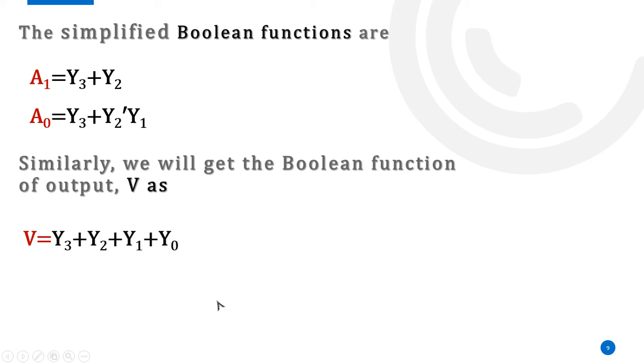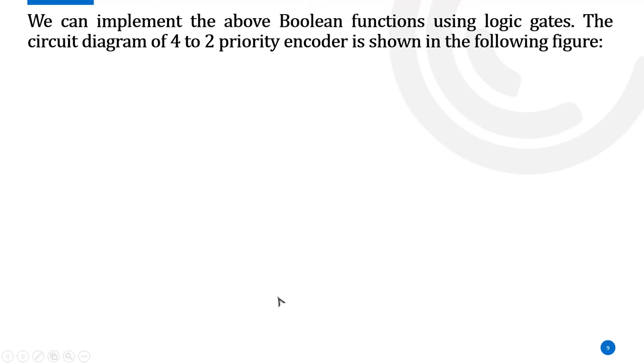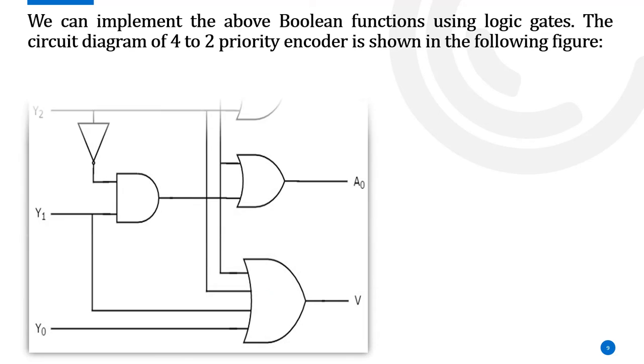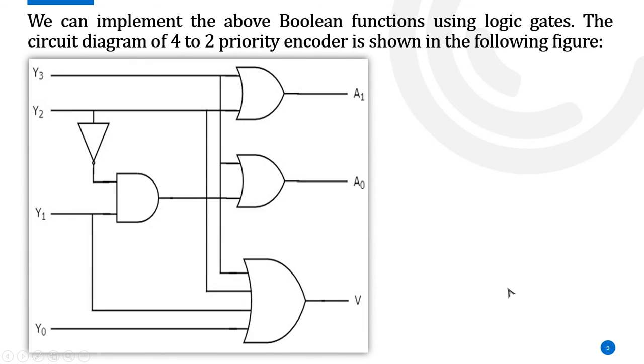As this final output value is over here, you can simplify it through the K-map or through the Boolean expression, whichever is feasible for you, and then we can implement the above Boolean function using logic gates. The logic diagram of the 4 to 2 priority encoder is shown. Just see, this is the priority encoder, where all the ones will not be taken, only the priority will be taken.